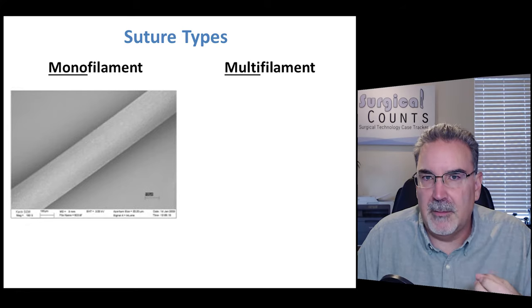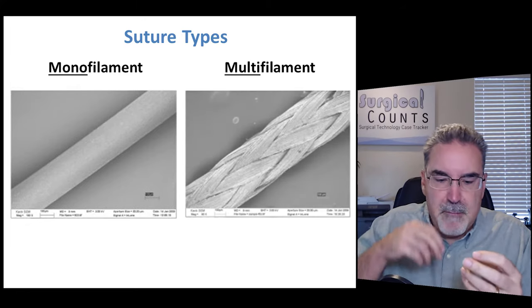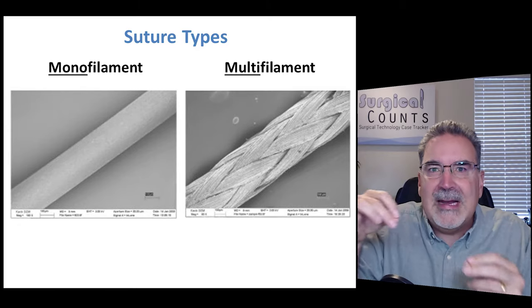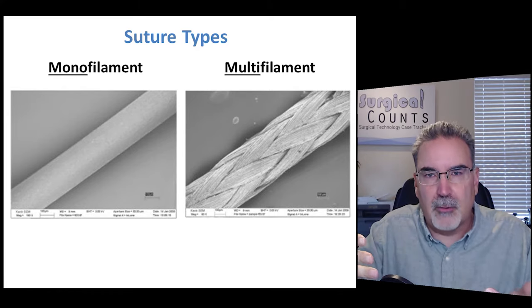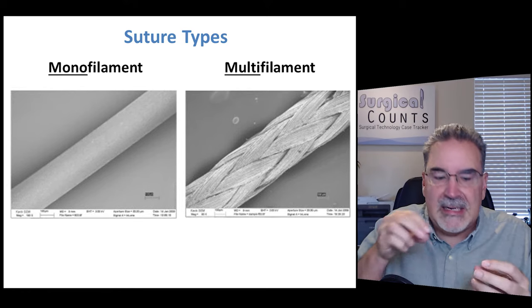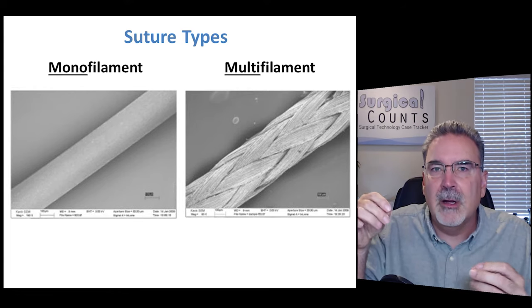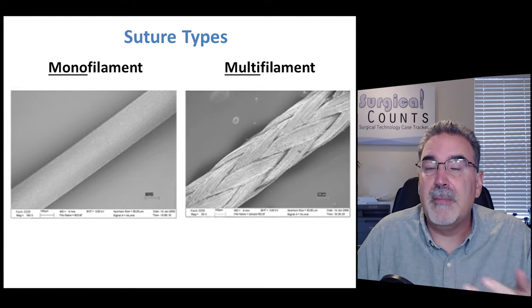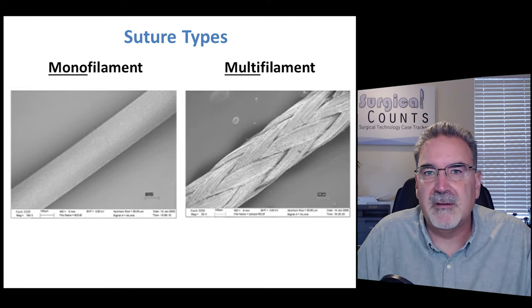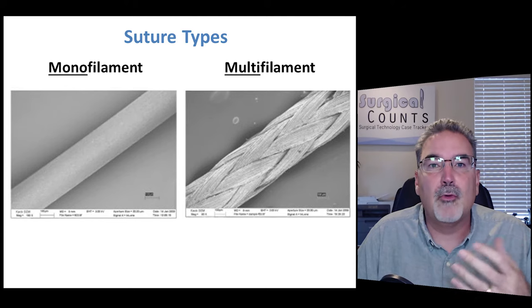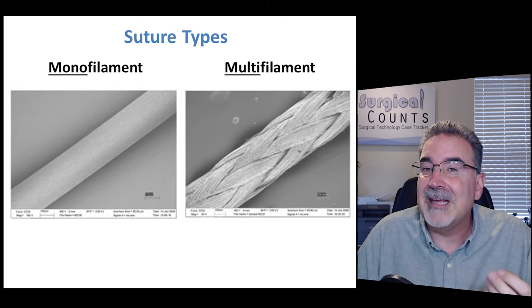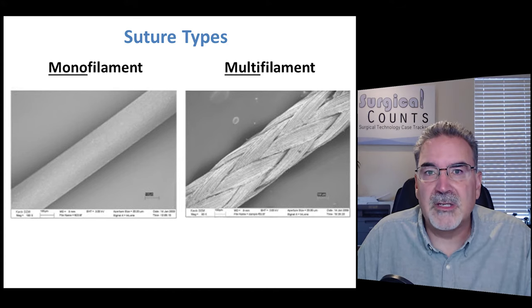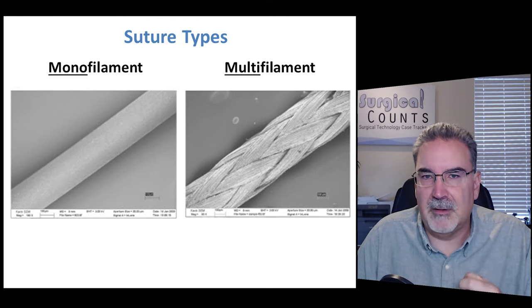That's monofilament. But sutures could also be made up of many very thin, tiny filaments sort of woven or even braided together, more like a rope rather than a wire. So you have many tiny strands that are woven or braided together to create a multi-filament suture. So you can imagine that monofilament versus multifilament sutures are going to have different properties that are going to make them more advantageous in different situations. So let's take a look at some of the different properties between monofilament and multifilament sutures.